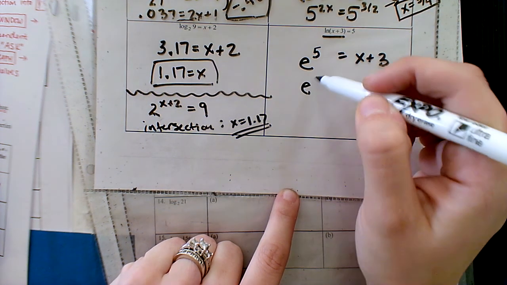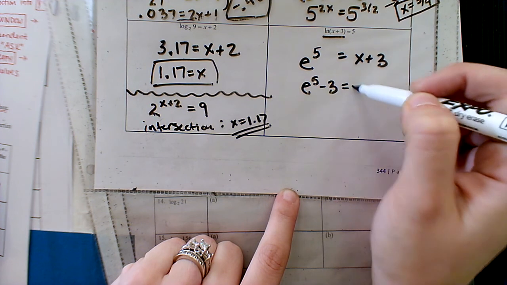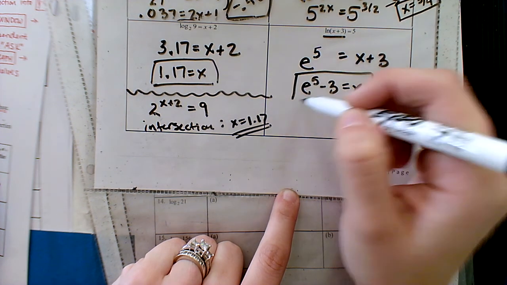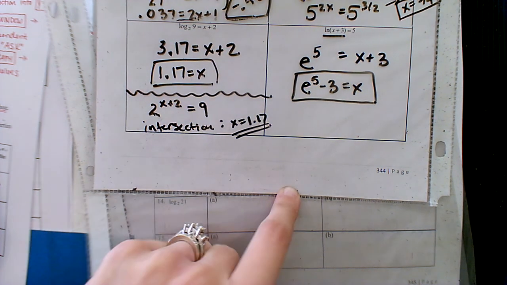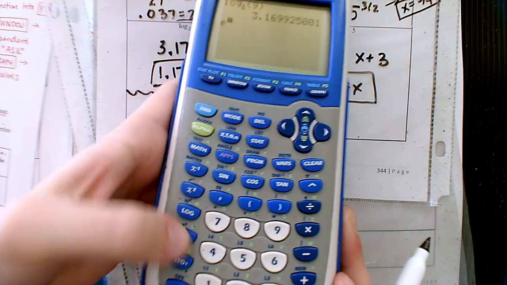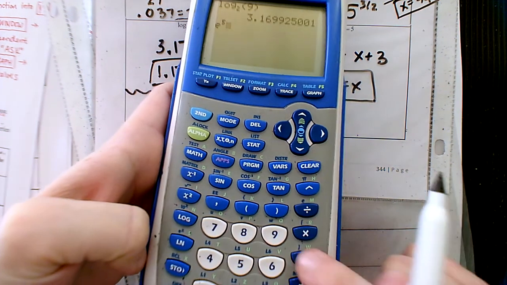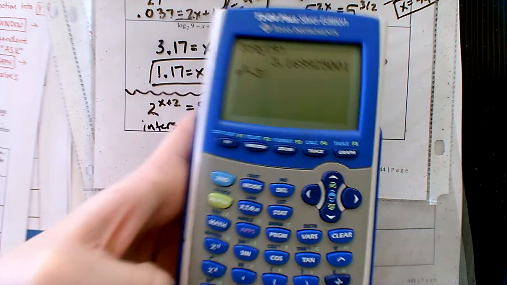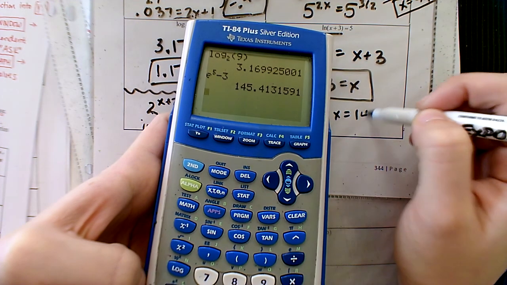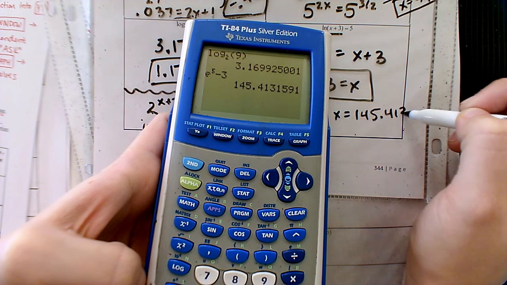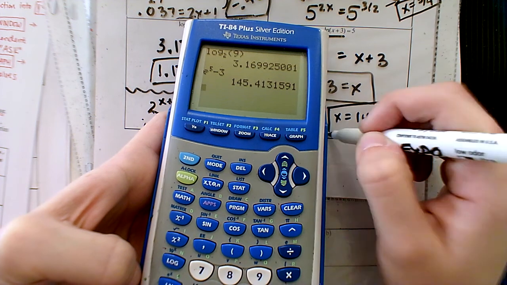All right, so to solve for x, we could simply subtract over the 3, and you can leave it like this, e to the 5th minus 3. That's an exact solution. Some of you, though, might be more comfortable with decimals. So if you wanted to type it in, e to the 5th minus 3, we'll get 145.413.